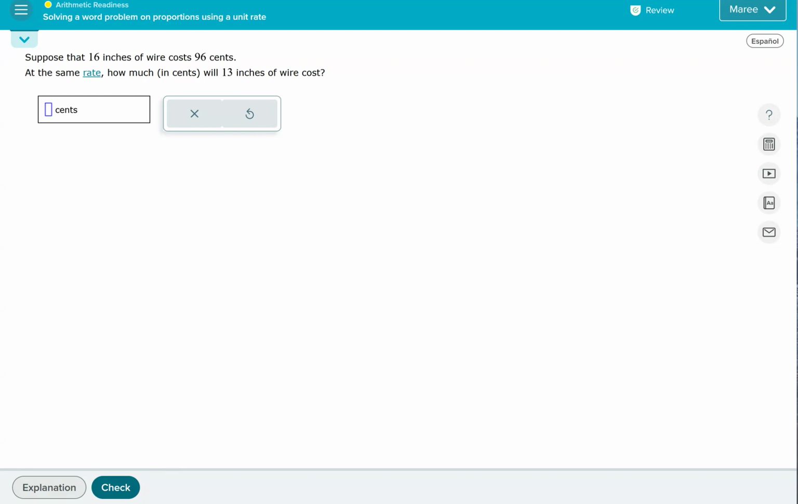So if we were to set this up as a proportion, we would have 16 inches over 96 cents, and we would set it equal to something else. We just need to make sure that inches and cents are in the same place on the fraction if you have the equal sign. So we have 13 inches of wire and we want to know how much that costs, like how many cents would it cost?